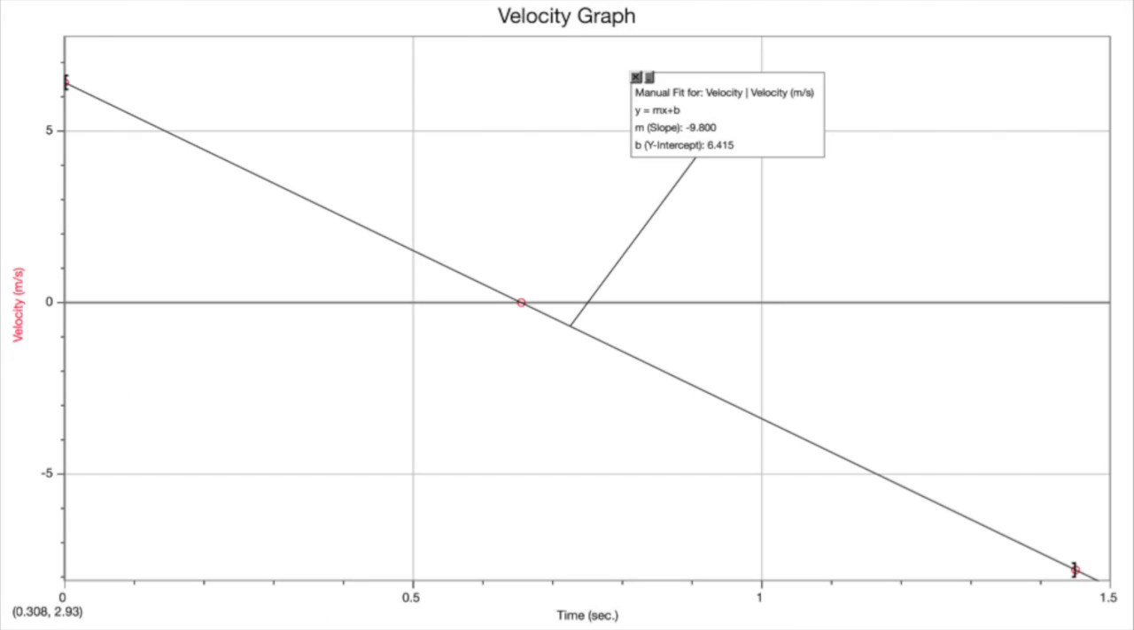This graph shows the velocity of the tennis ball over time. It starts at 6.415 and goes to 0 before going back up to 6.415, but in the negative direction, because the ball is now traveling downwards instead of upwards.